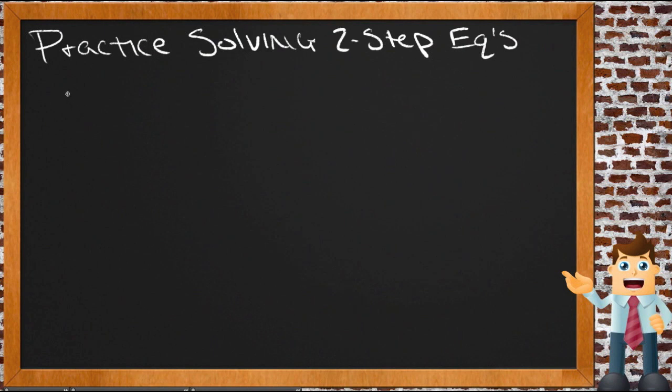A two-step equation really just means that you have two different things to do. They really aren't any more difficult than a one-step equation. You just have to do two one-steps in a row.